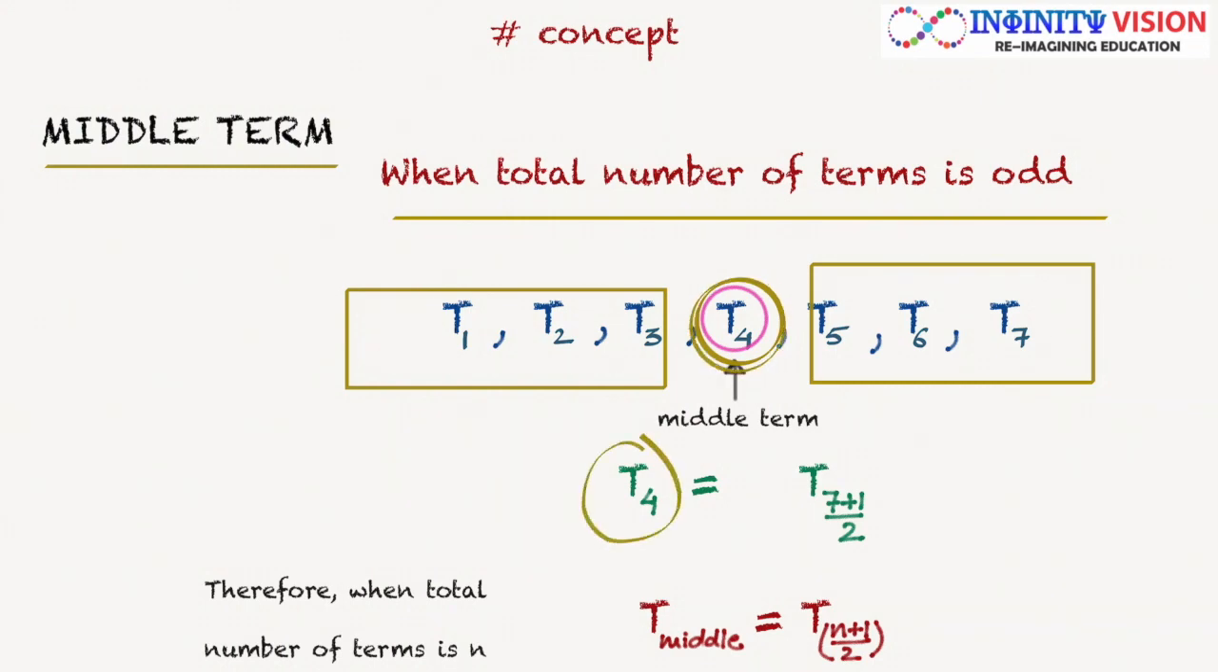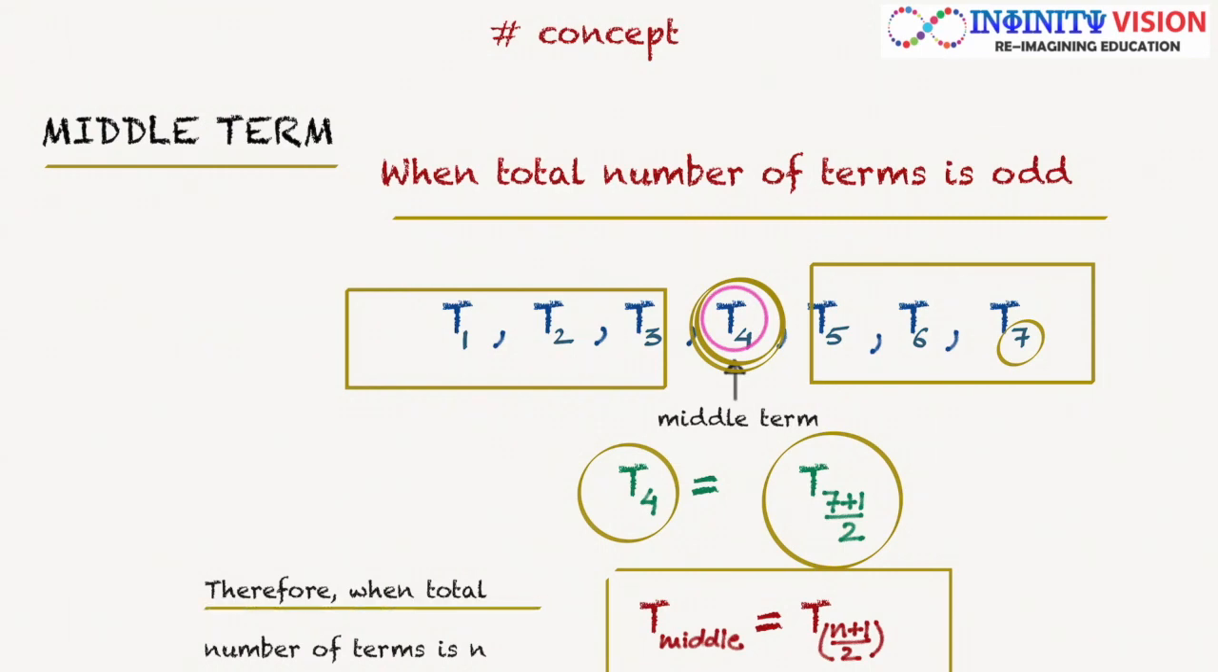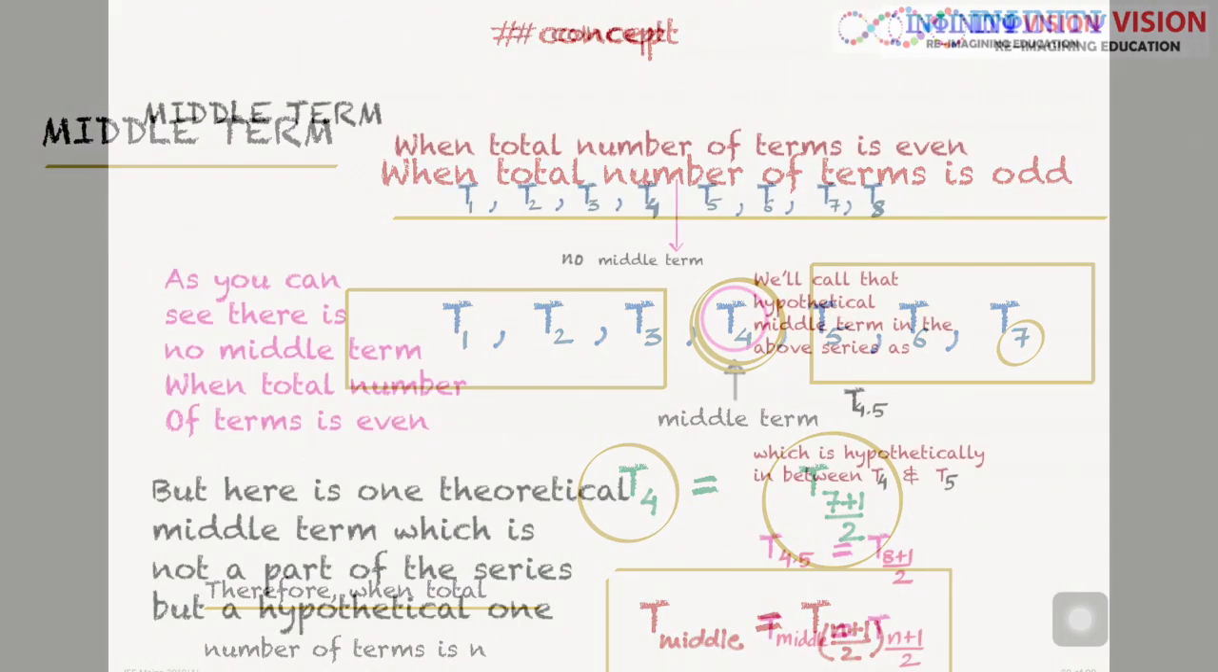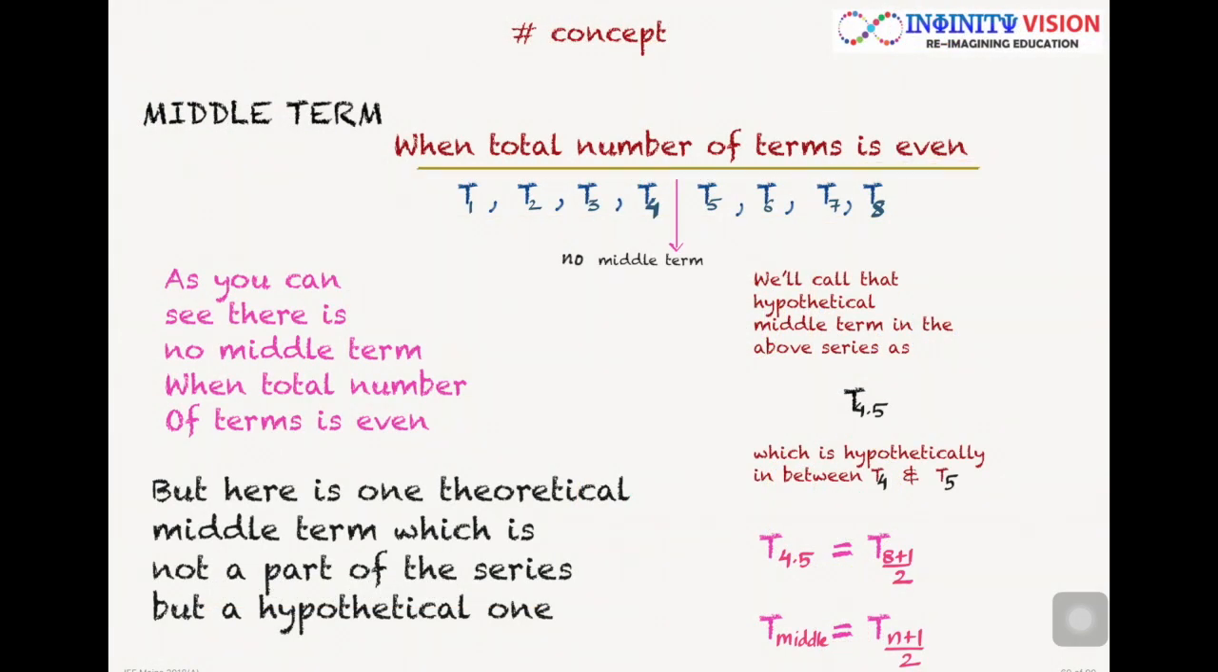Formalizing it, T4 becomes T of (7 plus 1) by 2. So T middle is T of (n plus 1) by 2. When the total number of terms is n, the middle term is going to be T of (n plus 1) by 2. Now when the total number of terms is even, say 8 terms, there are 4 terms on one side and 4 terms on the other. So there is not one single middle term, but there are 2 middle terms.